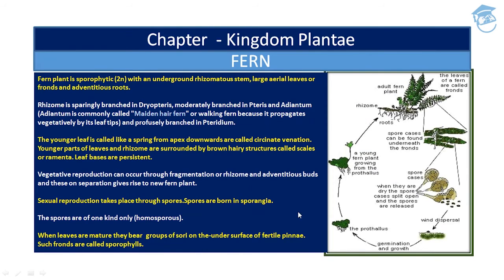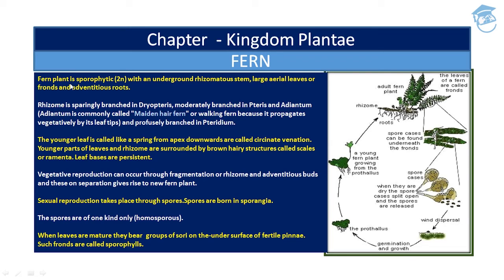Now we'll talk about the ferns, students. The fern plant is sporophytic with an underground rhizomatous stem, large aerial leaves or fronds and adventitious roots. Rhizome is sparingly branched in Dryopteris, moderately branched in Pteris and Adiantum. Adiantum is commonly called maidenhair fern or walking fern because it propagates vegetatively by its leaf tips, and the rhizome is profusely branched in Pteridium.